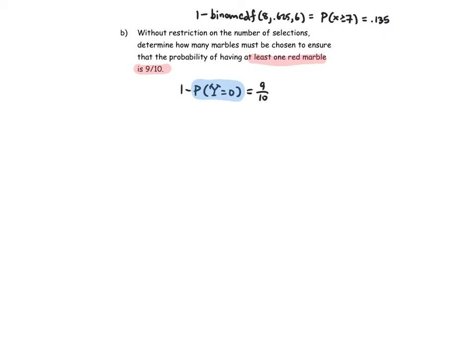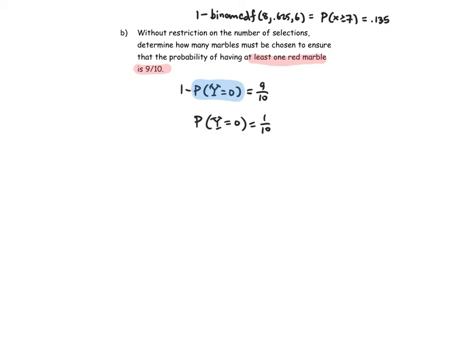But if I solve for that, the probability that y is equal to 0, what we want to be the case is we want that to equal 1/10, right? I just subtract 1 from both sides, divide by -1. Now our goal is to figure out how many trials need to happen in order for us to get a probability of 1/10 for choosing 0 red marbles.